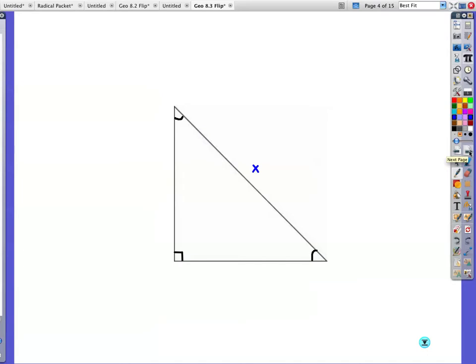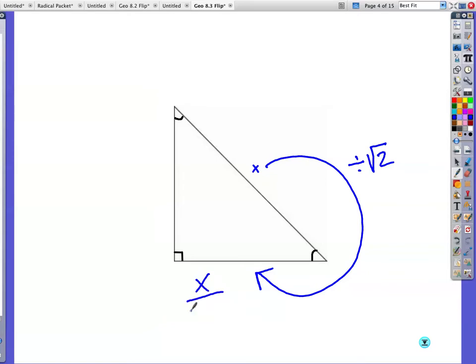Okay, now let's go the other way. If I want to get from the hypotenuse back to a leg, then I will have to do the opposite. Divide by square root 2. We don't write divide like that. We write it like this. X divided by square root 2. However, you must never leave a radical in the denominator. Oh no, we can't have that.